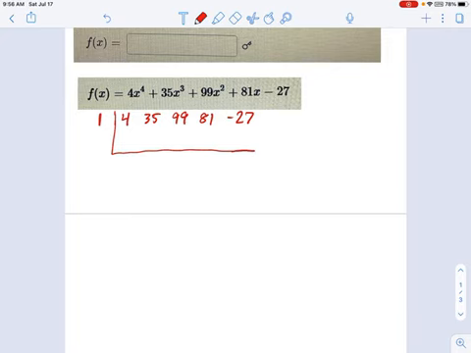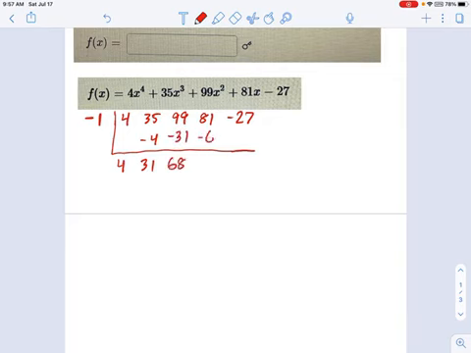Let's go check some other ones, like negative 1. So I don't know offhand. You could use Rational Roots Theorem to figure out if that remainder is 0. But I'm just going to go ahead with the synthetic division here. 4, that makes negative 4. This makes 31, negative 31. We might be getting somewhere here.